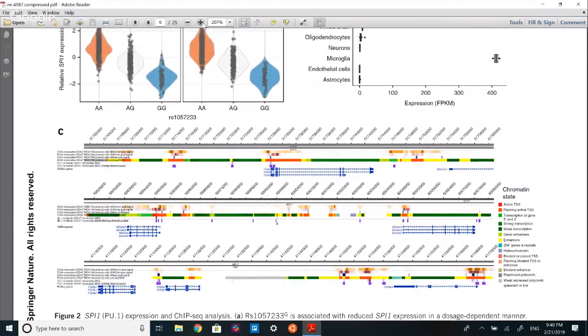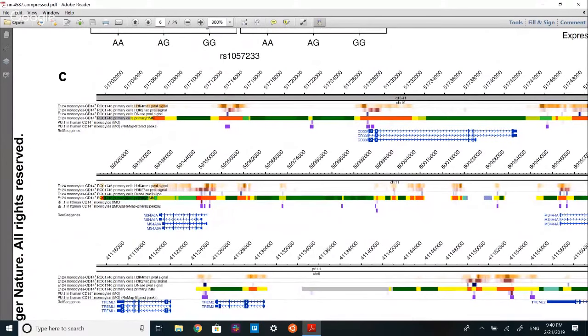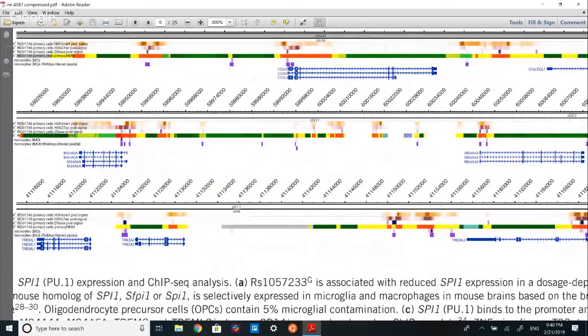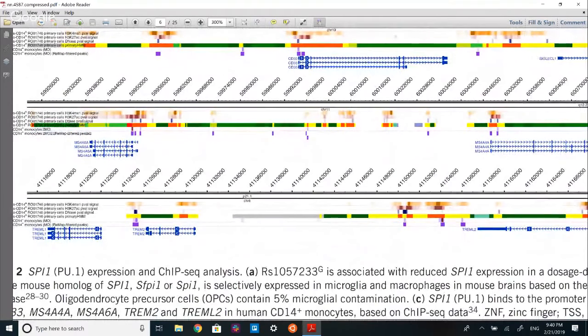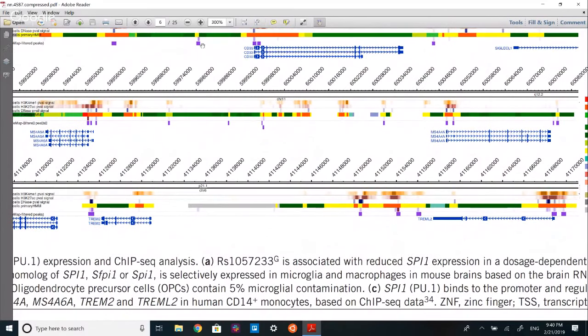So if I zoom in a little bit, here, for example, we're looking at the genetic locus at CD33, which is an Alzheimer's risk gene. And here are the tracks for PU.1. You see that PU.1 clearly binds to the promoter area of CD33. And you see that as well for MS4A6A. Here you see the PU.1 signal, and you see that for MS4A4A. You even see that, very intriguingly, for potentially TREML2. And maybe TREM2, but it's not really in the promoter, it's in the 3' UTR region.